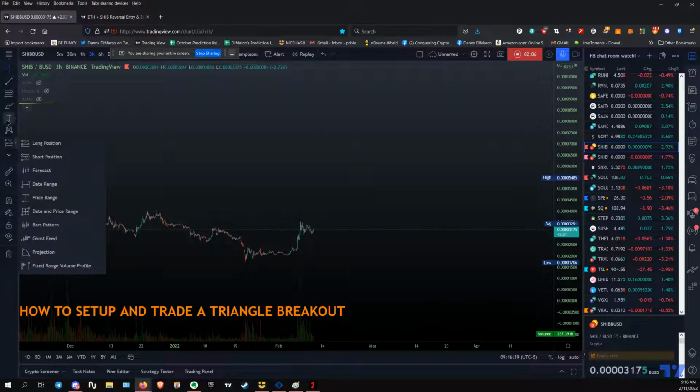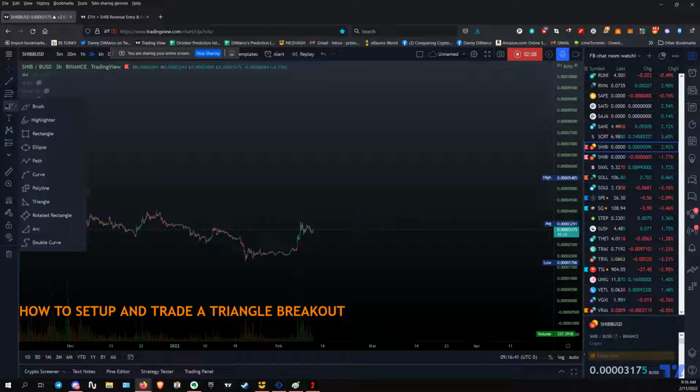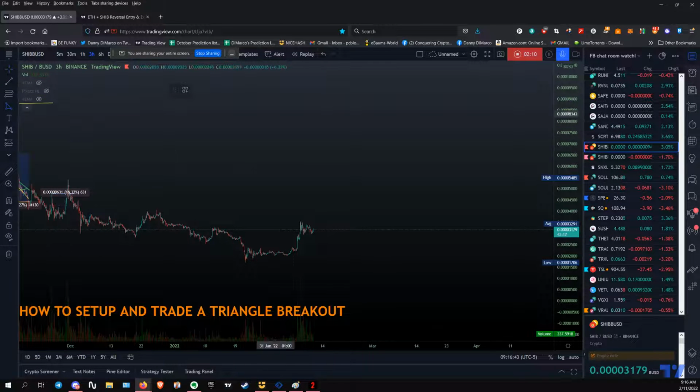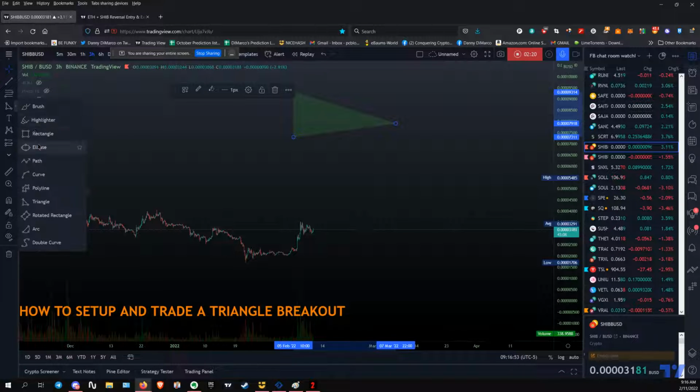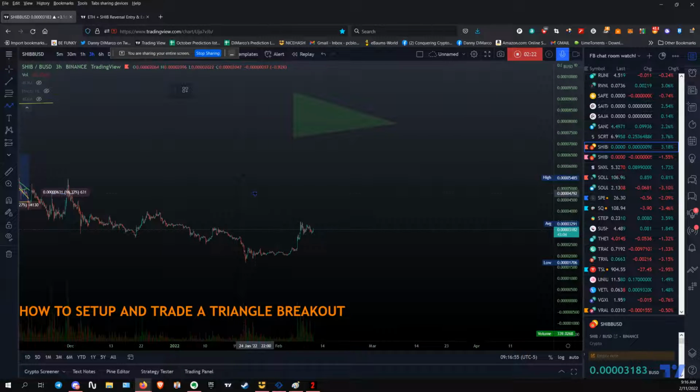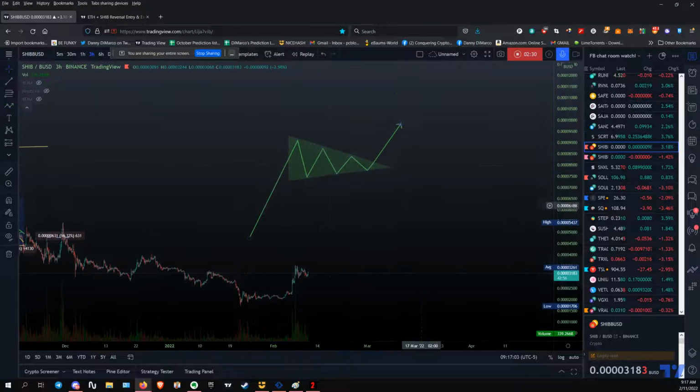Let me see if I can find a more helpful example. What do I got? All right, so that's our triangle pattern, right? Now you can form a triangle in all sorts of different ways, and the idea is price enters the triangle, starts to form it, and then eventually exits the triangle.